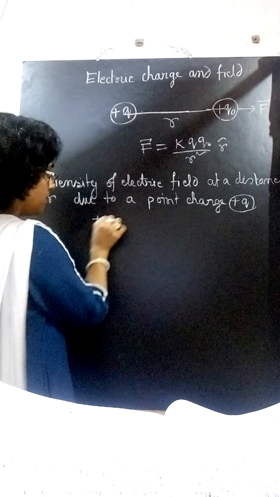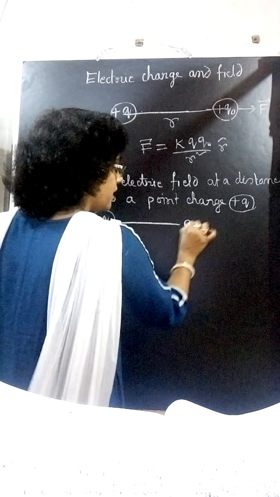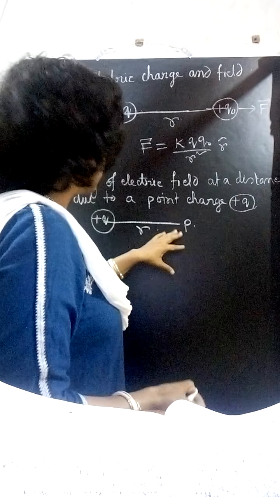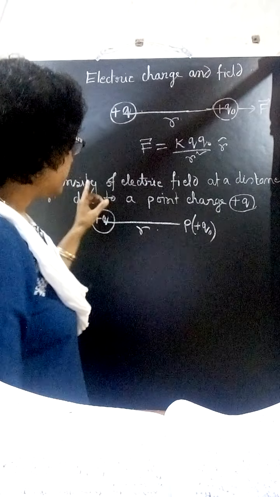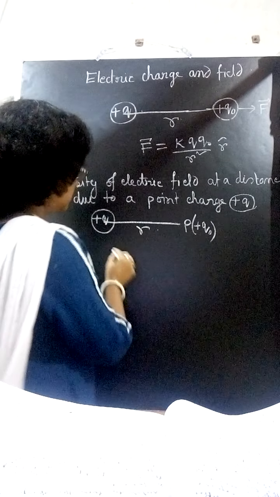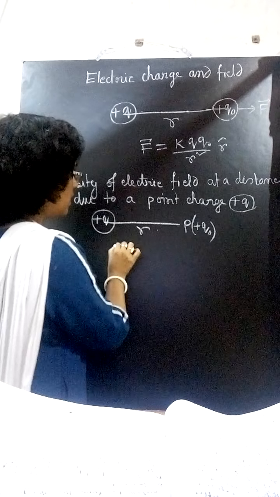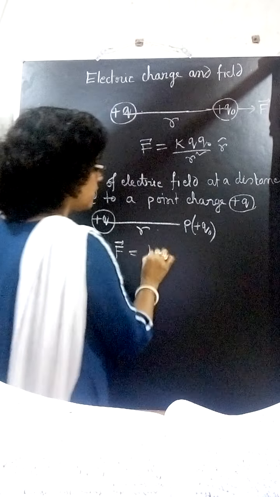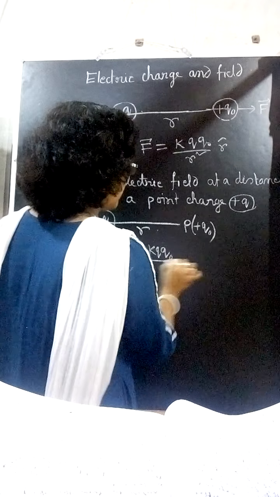So a +q charge is there. Let us consider a point P at a distance r where the electric field intensity can be calculated. A test charge +q0 is placed at the point P. Now from Coulomb's law, we know that the force on the test charge due to the +q charge is F = K q q0 / r².